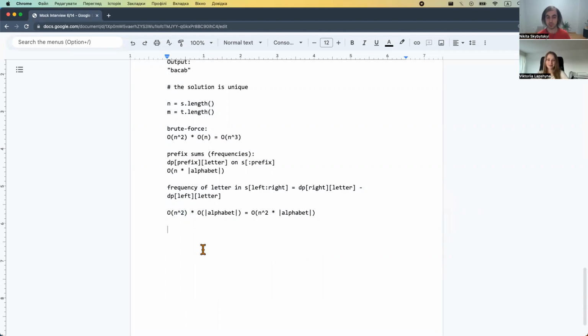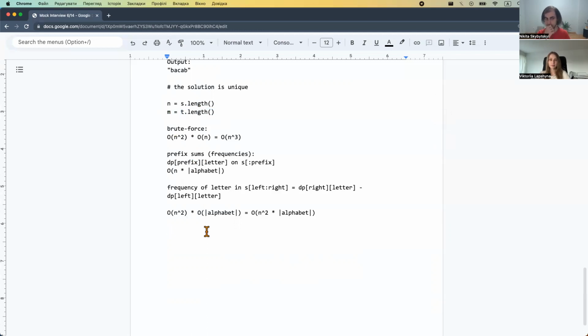Why is this inefficient? Because we are checking every substring, right? For once, it doesn't make sense to check strings that are super short, because if the string has less than m characters, then surely it can't contain all the frequencies, at least that of t.